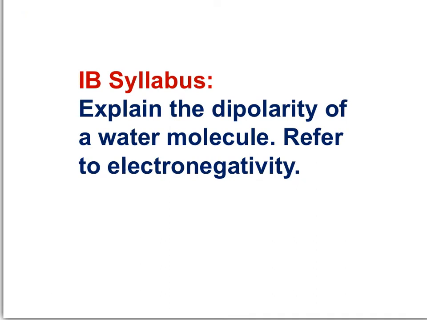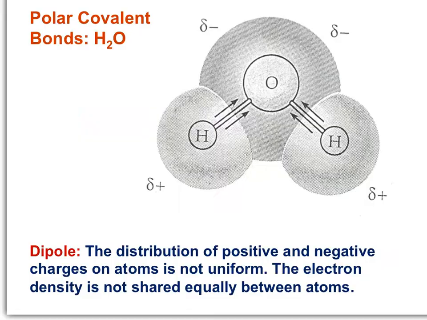This is known as a dipole. So here is the first IB syllabus statement. Hopefully you can already handle this statement. Explain the dipolarity of a water molecule. Refer to electronegativity. Due to the high electronegativity value of the oxygen, electrons are not shared equally. Electrons are pulled toward the oxygen. The electron density of the molecule is not uniform, and this results in a dipole, which is a separation of charge, slightly negative at this end of the molecule and slightly positive at this end.